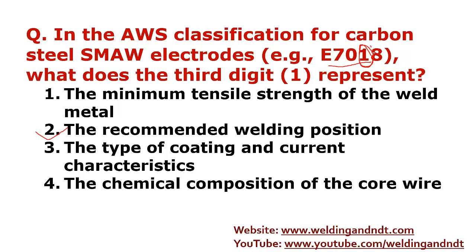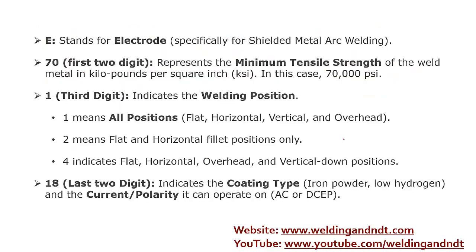The third digit, or it would be better to call it the second last digit, indicates the recommended welding position, meaning in which position this electrode can be used. So let us understand the first alphabet: any electrode name starts with E, like E7018. E stands for electrode, specifically a shielded metal arc welding electrode.